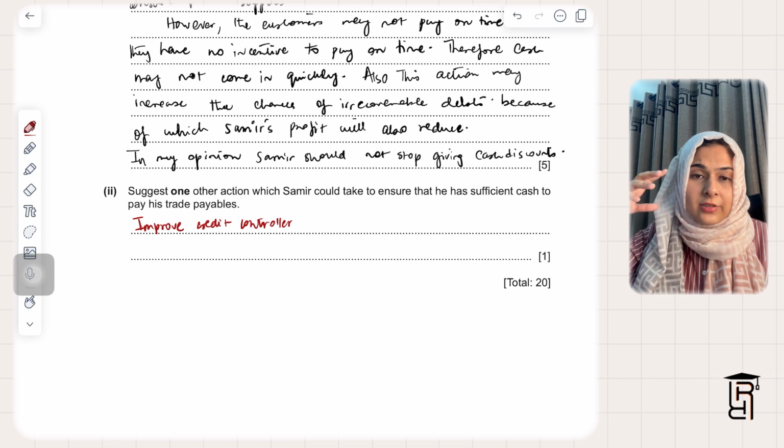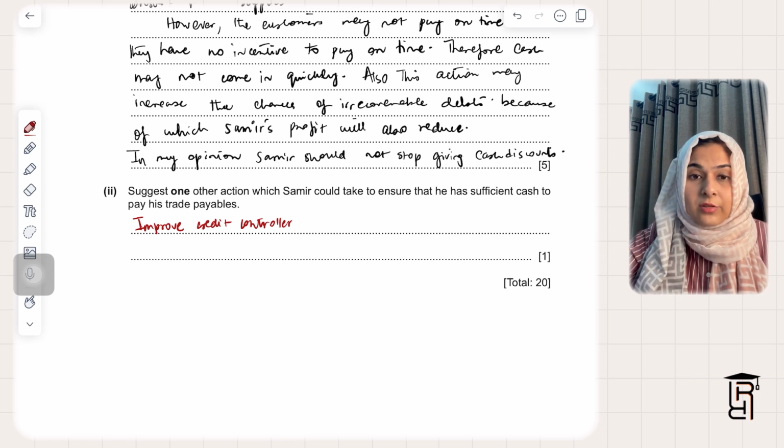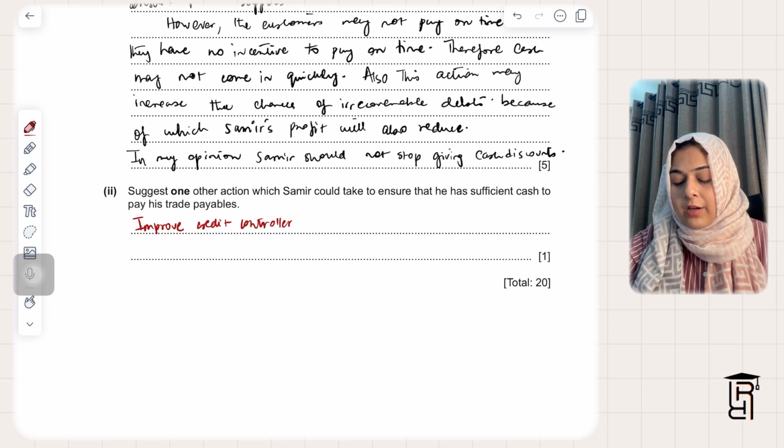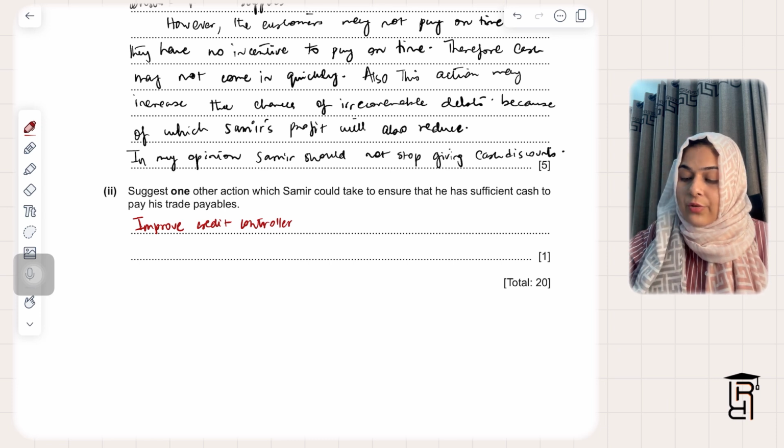But the best thing is to just get the money from the customers on time, so that you can pay your suppliers on time. So that's it for this question.